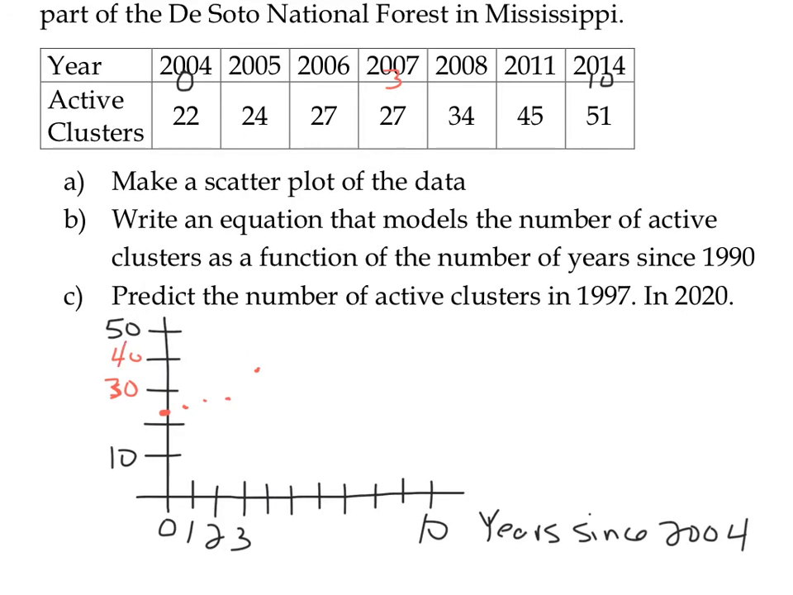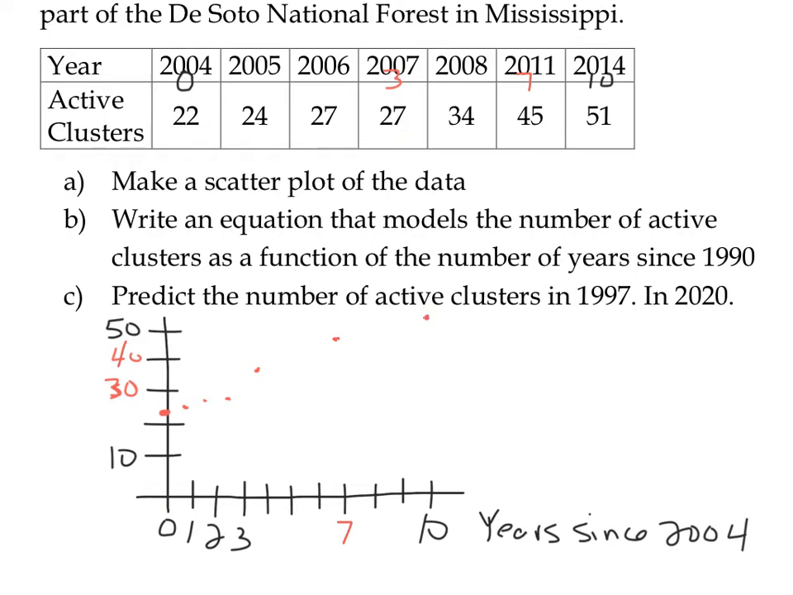And then we're going to have 2011. We have to pay a little bit of attention. That's year 7, so you have to understand that it's jumping a little bit. So we have 2011 as year 7, and that would be 7 and 45. That would be right around there. And then we have 2014 as year 10 and 51. So right around there. Now we've got our data plotted.